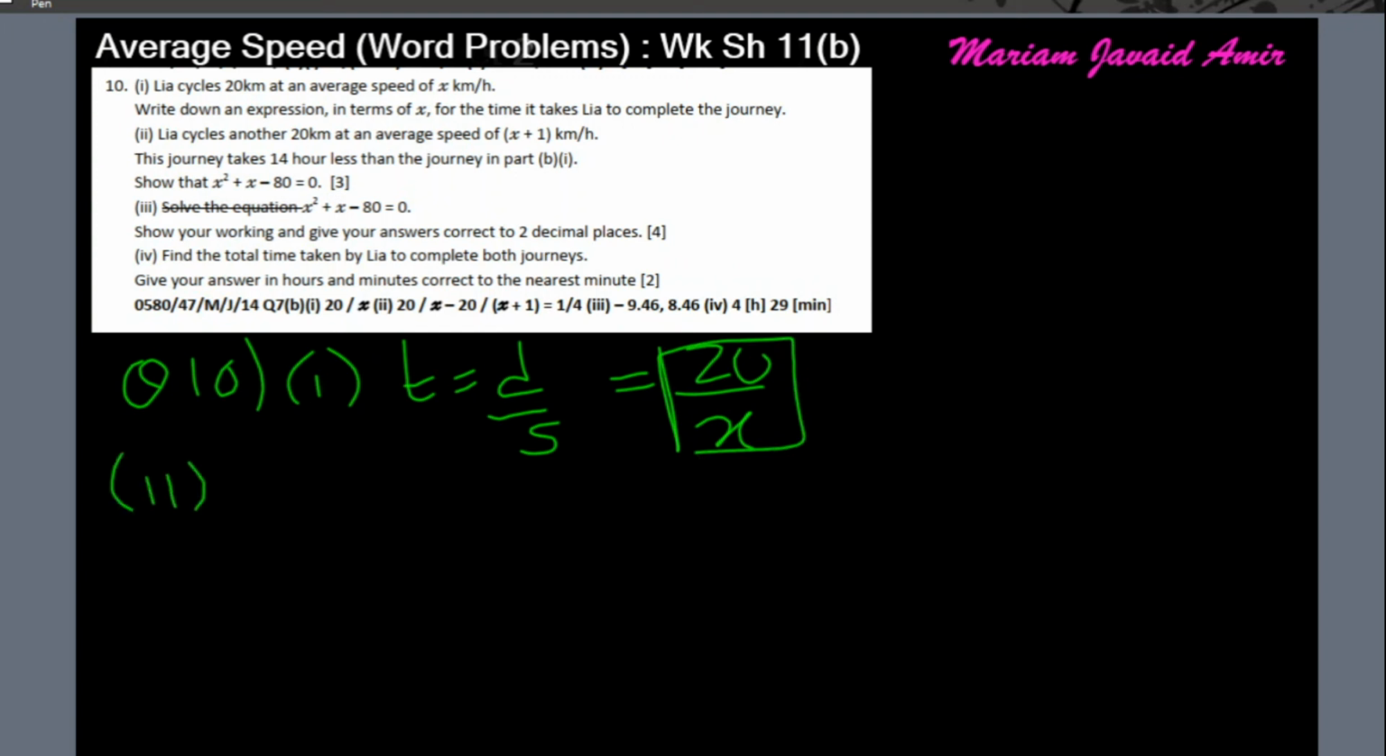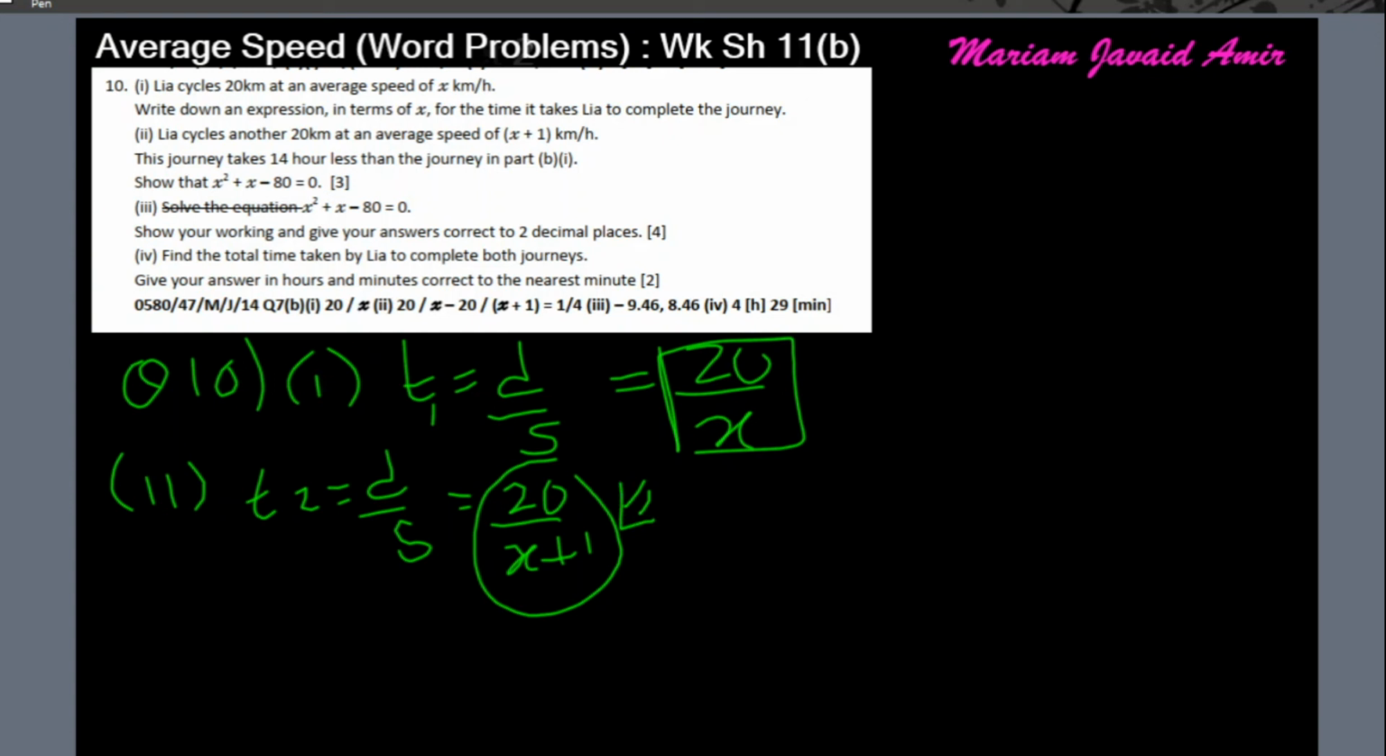Part 2. Leah cycles another 20 km at an average speed of x plus 1. So if I need the time for the second journey, it will be distance over speed again. So distance is 20 and speed is x plus 1. Next we're told this journey takes 1 by 4 hours less than the journey in part 1. So this is the smaller value. So I'll write 20 over x, which is the bigger value, minus 20 over x plus 1, and the difference would be that many hours.